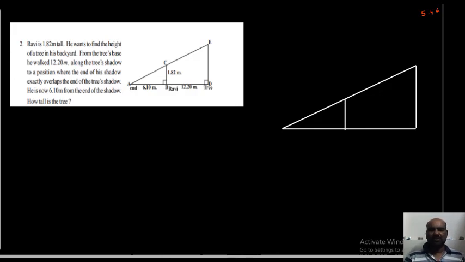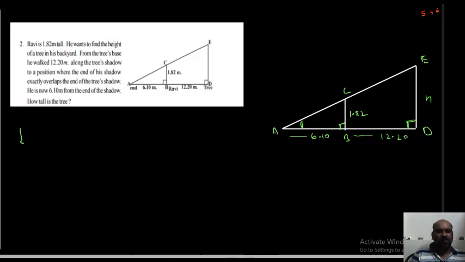Here 90, here 90, this is 6.10, this is 12.20, this is 1.82, this is H, E, D, C, B, A. So this angle is same for both the triangles, 90 degree 90 degree, so those two triangles are similar. But you need to write one step. Let height of the tree be h meters. Triangle ABC similar to triangle ADE.